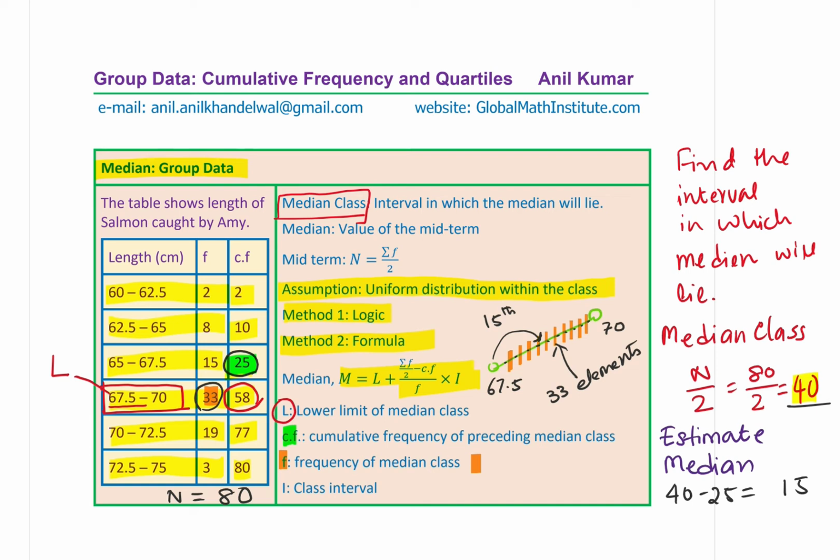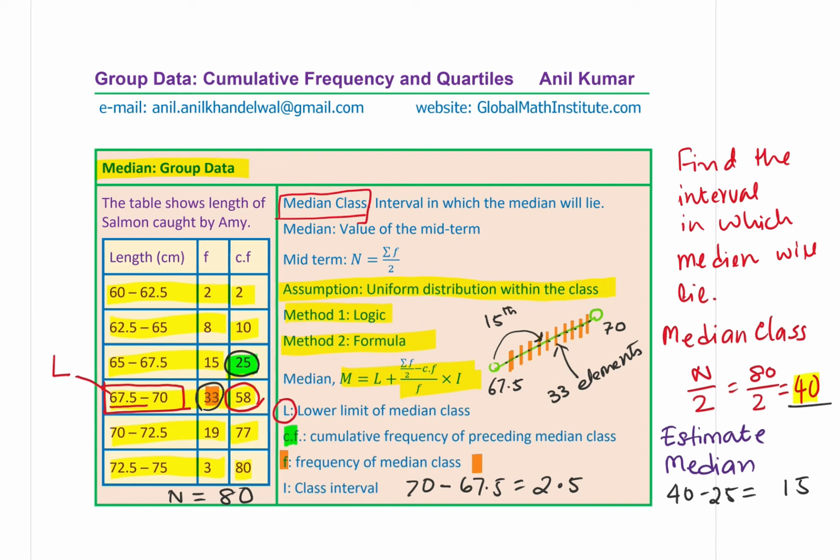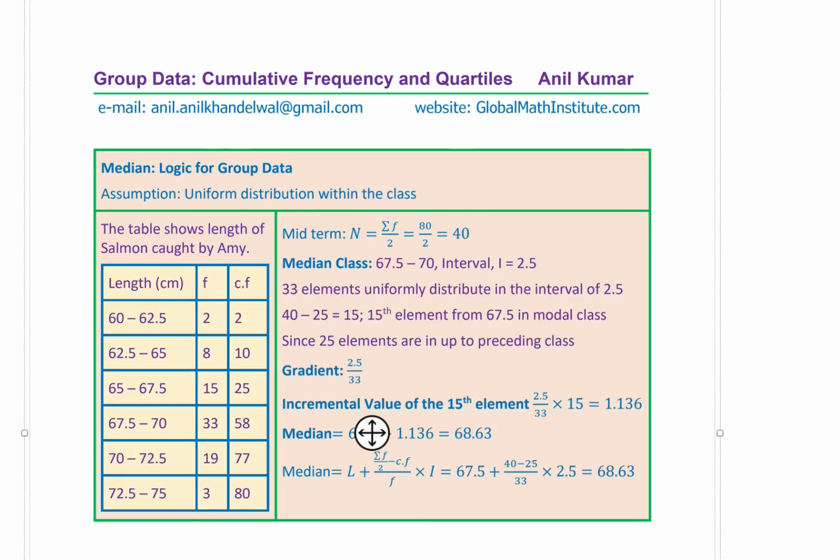So class interval is the difference, which is 70 minus 67.5. In our case, it is 2.5. So that is how we get all the values in the formula. Once you substitute these values, you can calculate the value for the median. That's the whole idea. So let's now see how to derive this formula and then how to apply it.